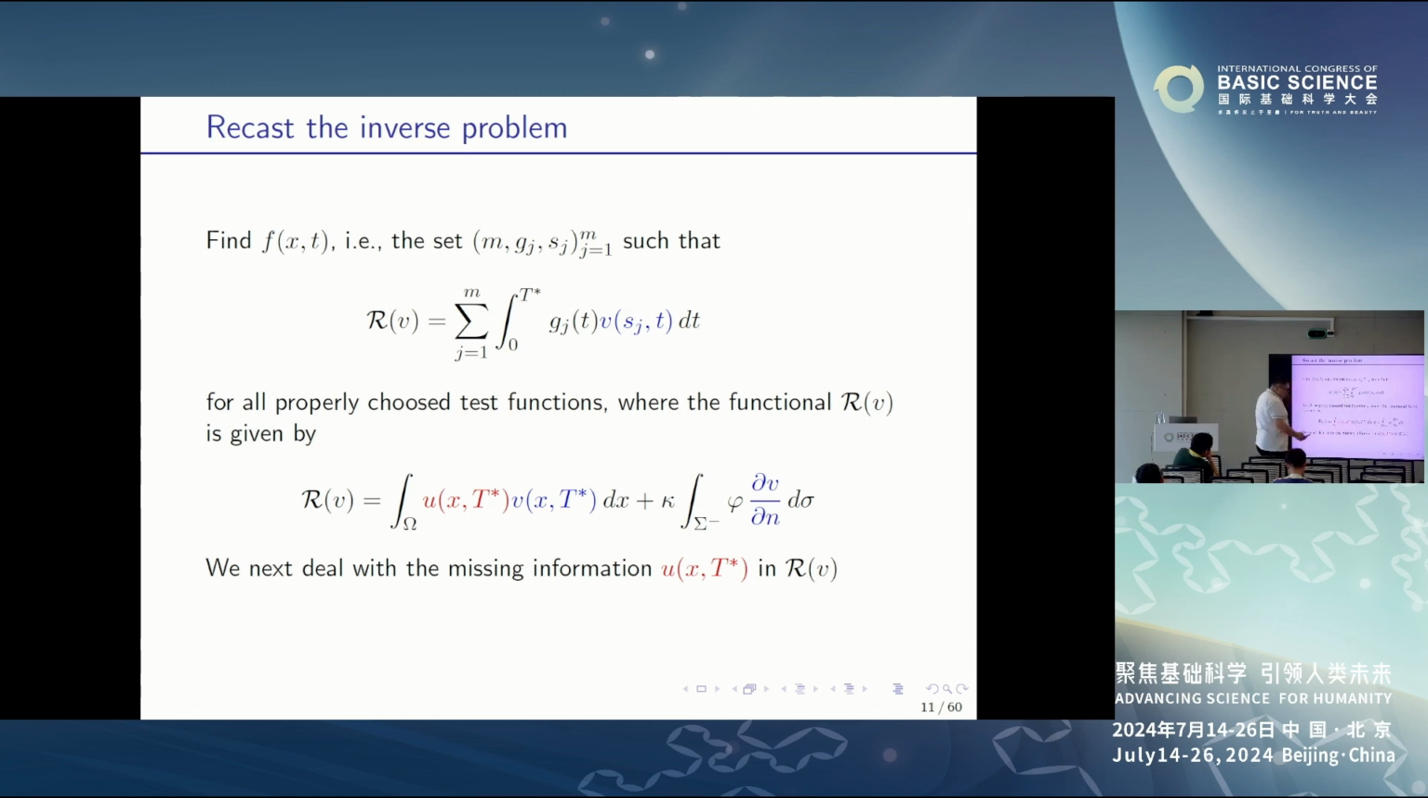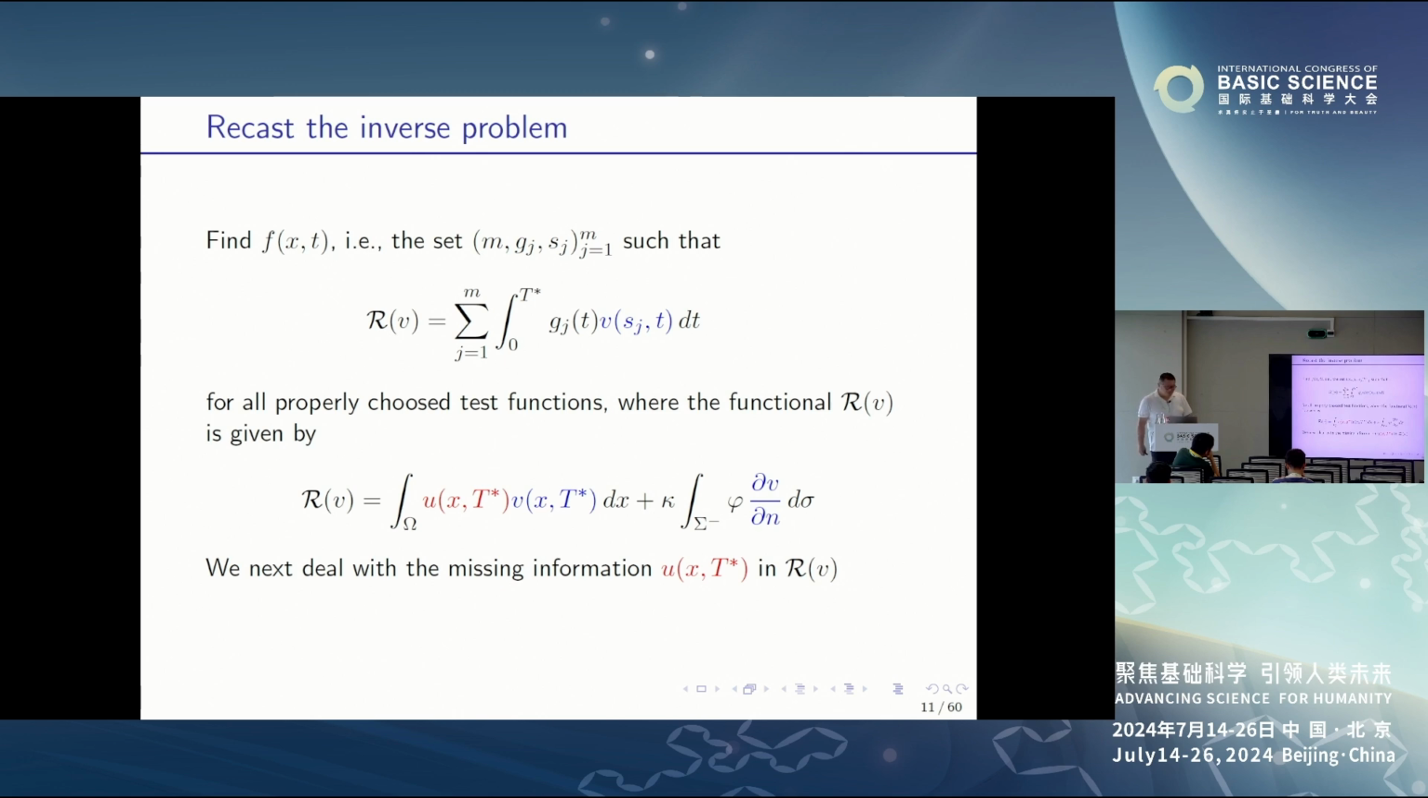But the thing here is we do not have any knowledge of this concentration u, the solution to that heat equation, everywhere. The first integral is over the whole domain. So we do not have any knowledge of this u at the silent time everywhere. If we can measure it everywhere, then we can find out where they do the emission.